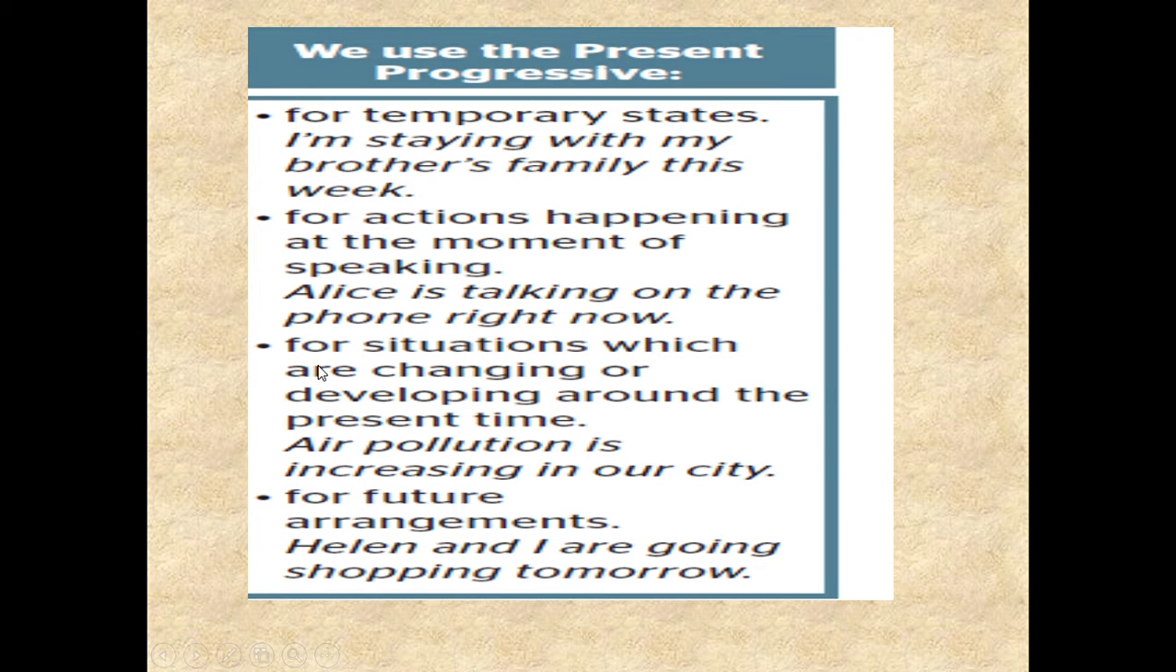Third, we use the present progressive for situations which are changing or developing around the present time. Air pollution is increasing in our city. So there is a change here after a while. Fourth, we use the present progressive also for future arrangements. Helen and I are going shopping tomorrow.